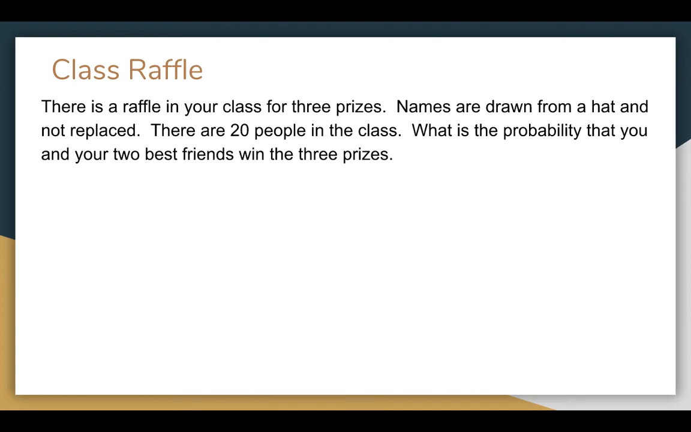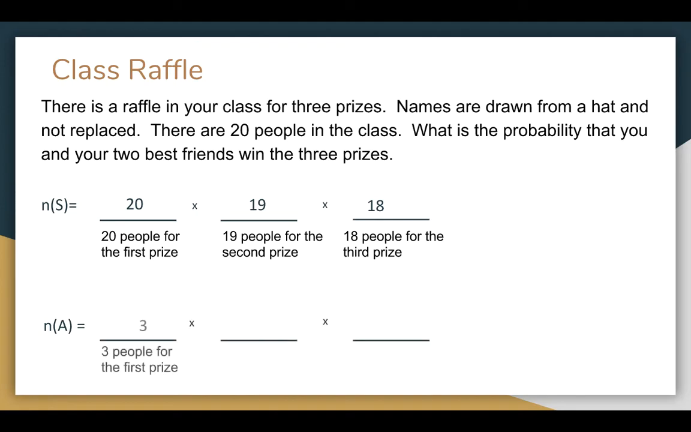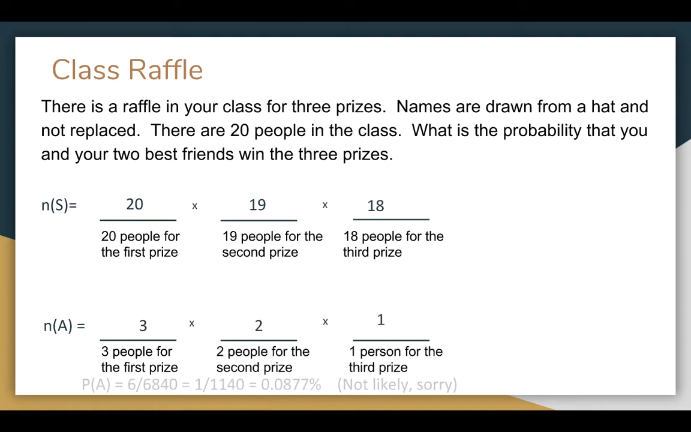So a quick example, just to extend from last unit. If you had a raffle in your class with 3 prizes, names are drawn from a hat and not replaced. There are 20 people in the class. What's the probability that you and your 2 best friends win the 3 prizes? So n of S is like the 3 different slots. So there are 20 ways for the first, 19 for the second, 18 for the third. n of A would be like you guys win the prize. So you could win grand prize, 3 people, 2 people for the second, 1 person for the third. And the probability would be 6 out of 6,840, or a very unlikely number, which is 0.0877%.